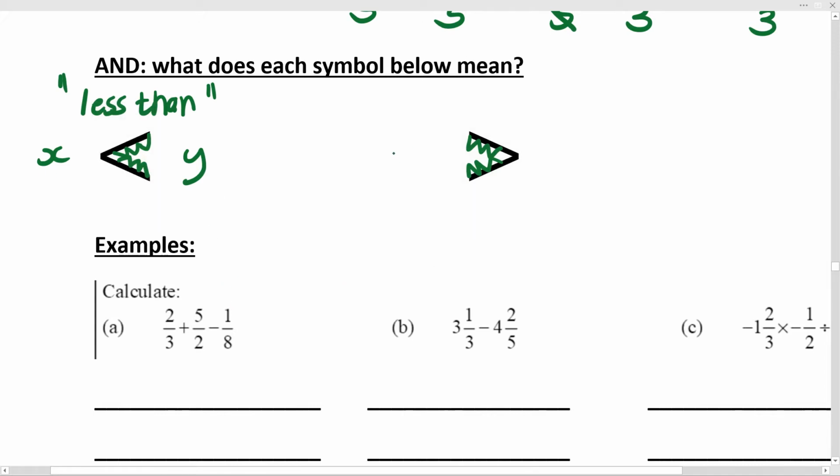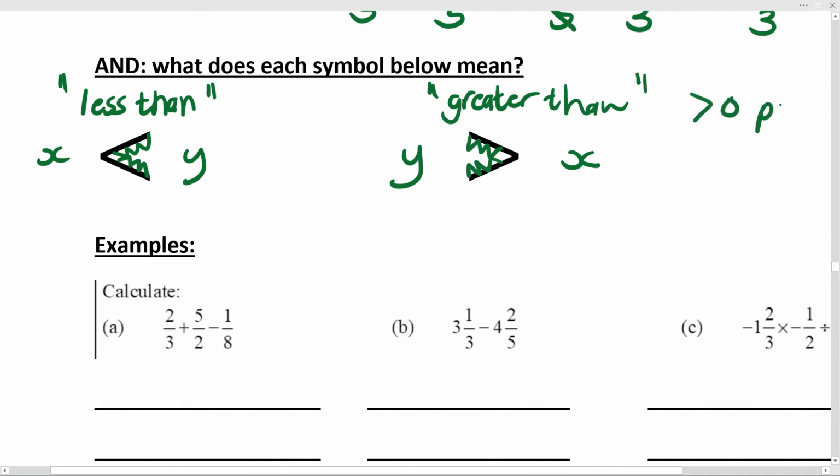This one, if we put here, I'm going to put the y on this side because we decided the y was bigger. It means that y is greater than x. Okay. And then just something on the side that I'd like to let you know about that could be useful. If we say greater than 0, we actually mean a positive number. And if we say less than 0, we actually mean a negative. And that's often used and often confuses people.